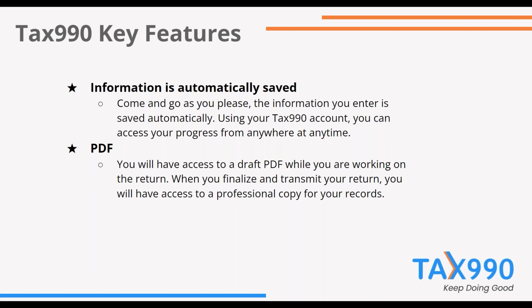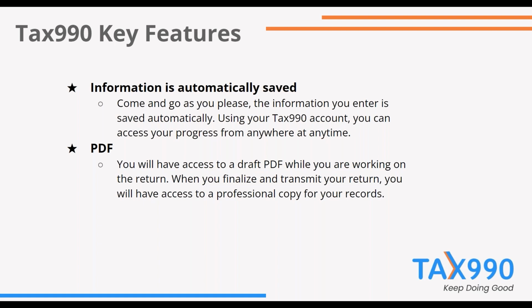We do understand that some of the forms can take a significant amount of time and be a lengthy process. So when you file your return with Tax990, you can come and go as you please, and the information you enter is saved automatically. And since we offer a cloud-based program, you can access your account from anywhere at any time and pick up where you left off. We get a lot of questions saying, well, can I still transmit my return at midnight, even though you're not in the office? Yes, it's cloud-based. Anytime that you have time, you can go in your account and work on and transmit your return.